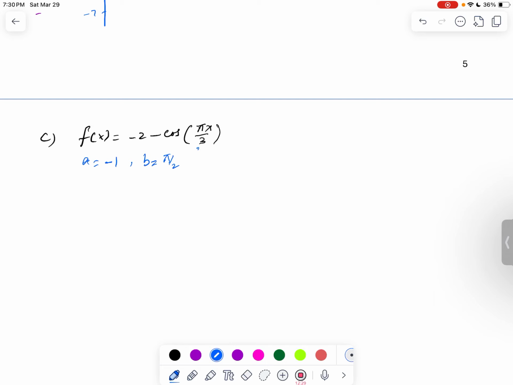Okay. So what else? D. D is negative 2. So what is the amplitude? Amplitude is the absolute value of 1, which is 1. And the period will be equal to 2π divided by π/2. So it will become 2π times 2 over π. Now π cancels out and we get 4.